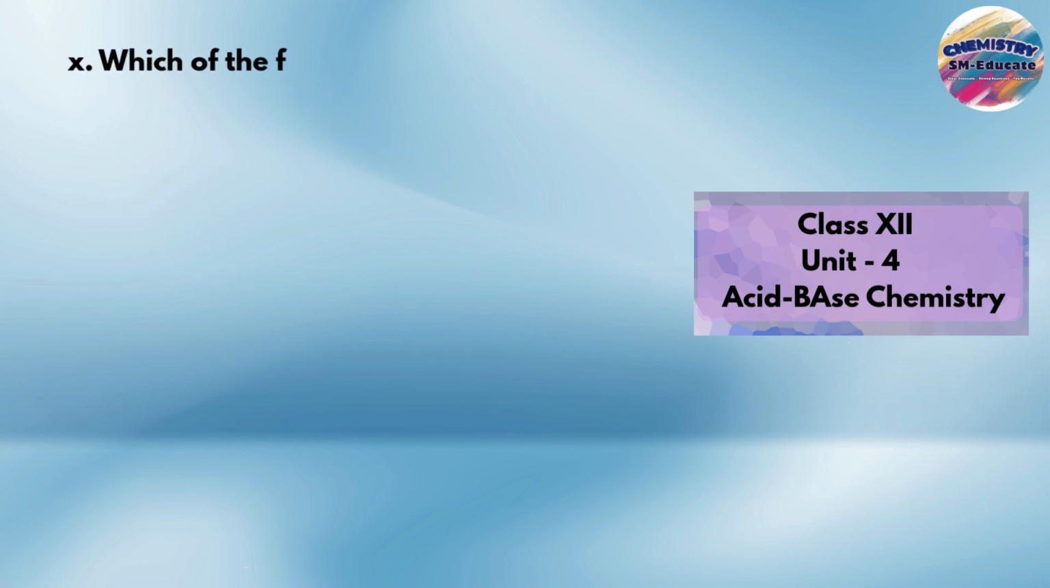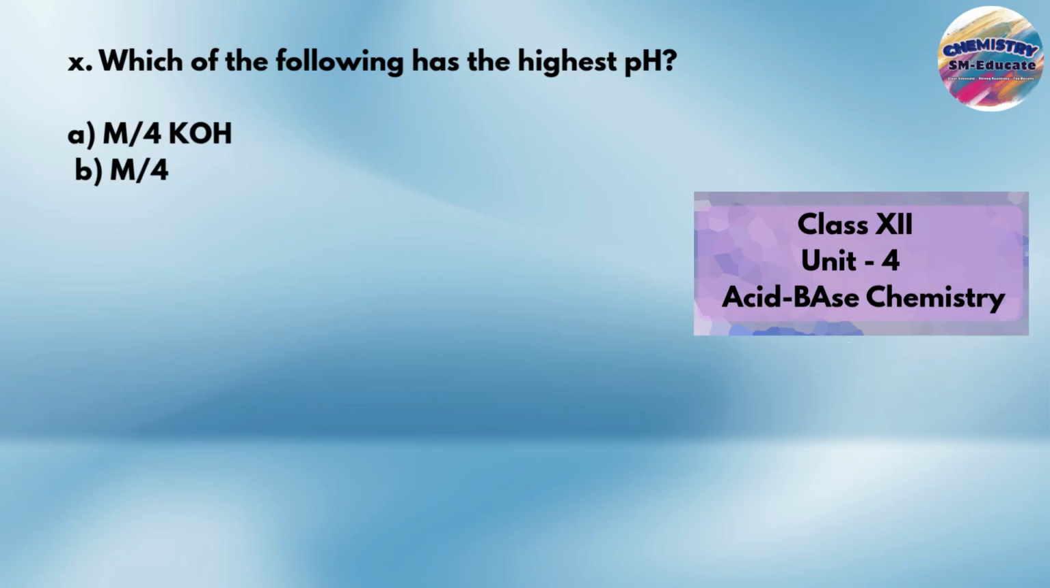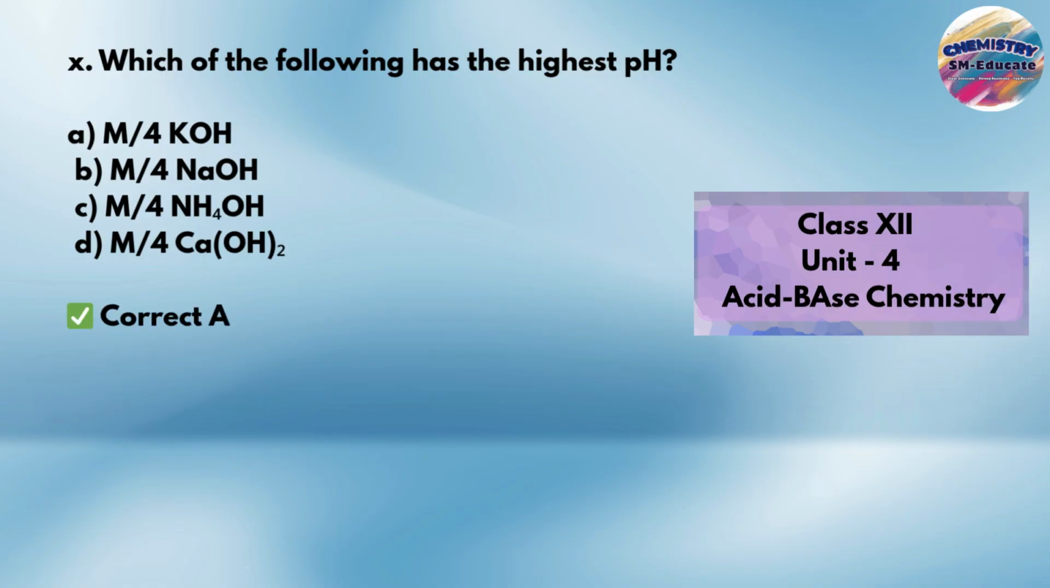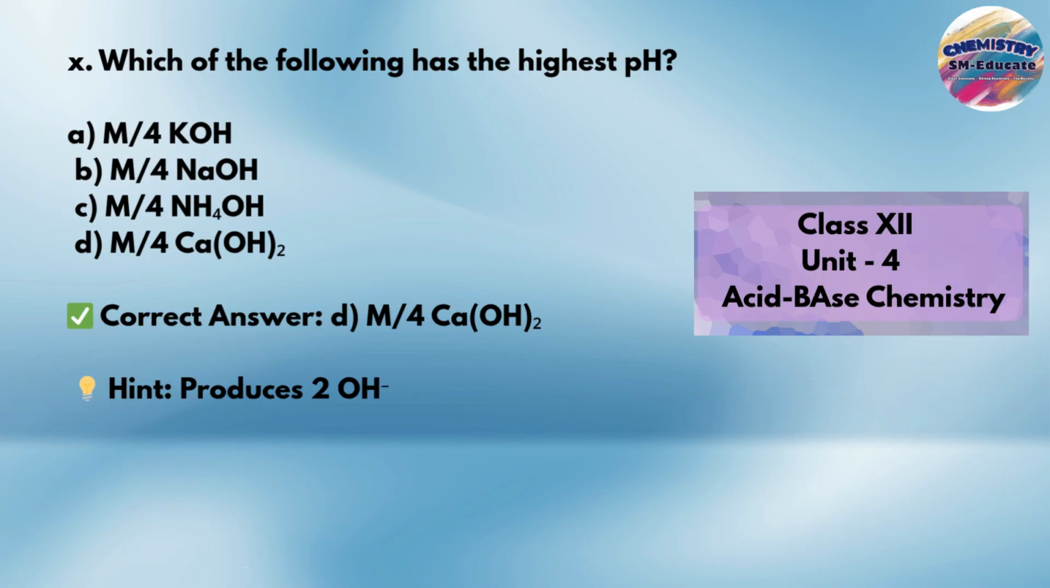Part 10. Which of the following has the highest pH? A, M/4 KOH; B, M/4 NaOH; C, M/4 NH4OH; D, M/4 Ca(OH)2. Correct answer: D, M/4 Ca(OH)2. Hint: Produces 2 OH- ions per molecule, highest OH- ion concentration.